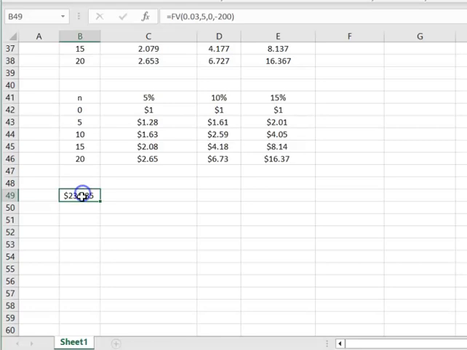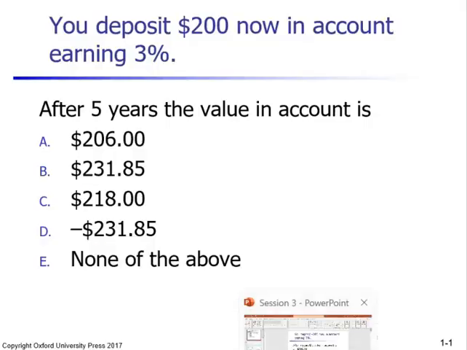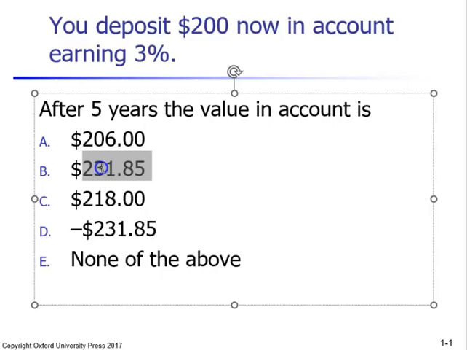And here is the answer. Since it is the future value, FV, 3% for the rate, 5 years or 5 periods, there are no payments, and the present value is the deposit of 200. And because it is a deposit of 200, you see I have put minus 200. And the result is 231. So it is the answer.